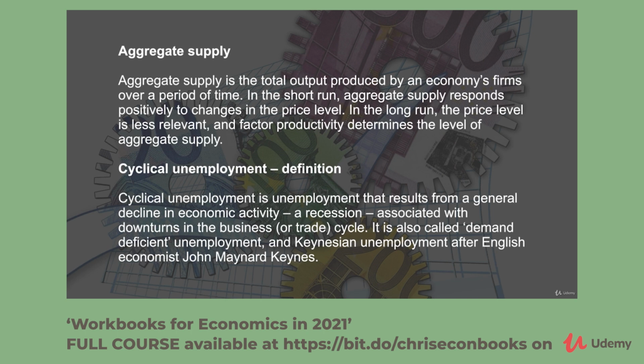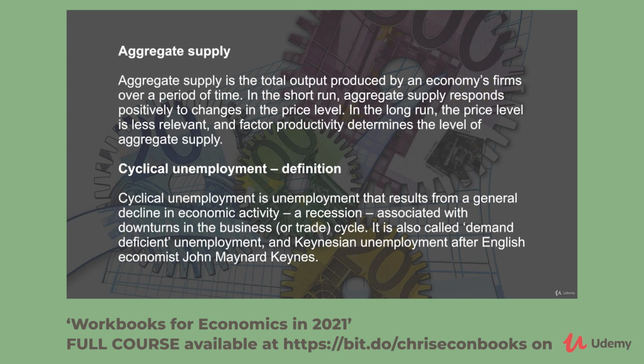So cyclical unemployment is unemployment that results from a general decline in economic activity. A recession. A recession is 2 consecutive quarters of negative economic growth. So cyclical unemployment is unemployment that results from a general decline in economic activity, a recession, associated with downturns in the business or trade cycle.